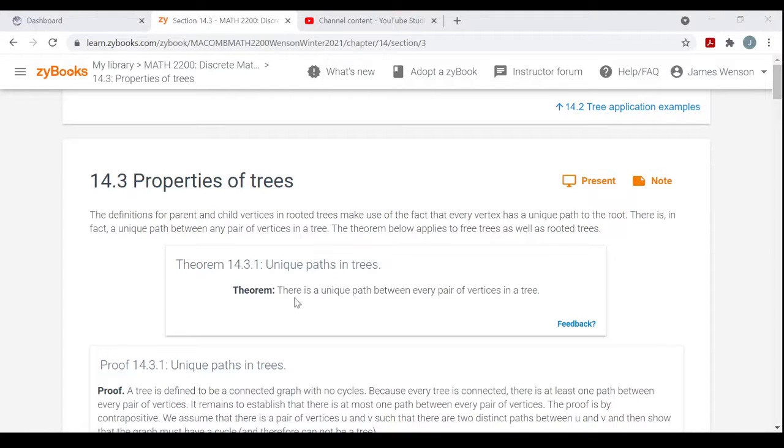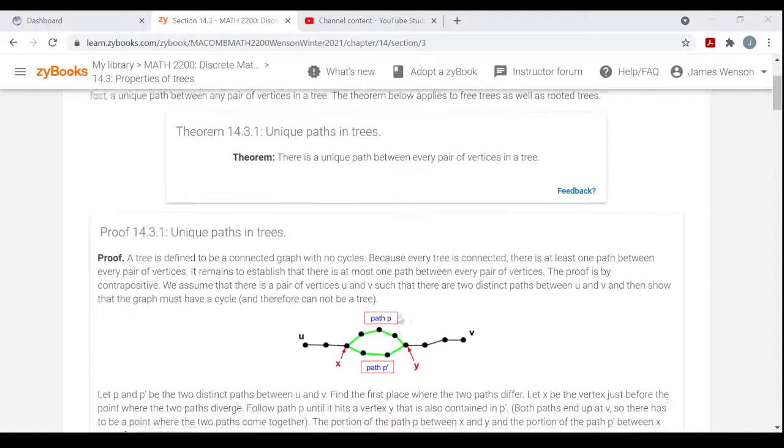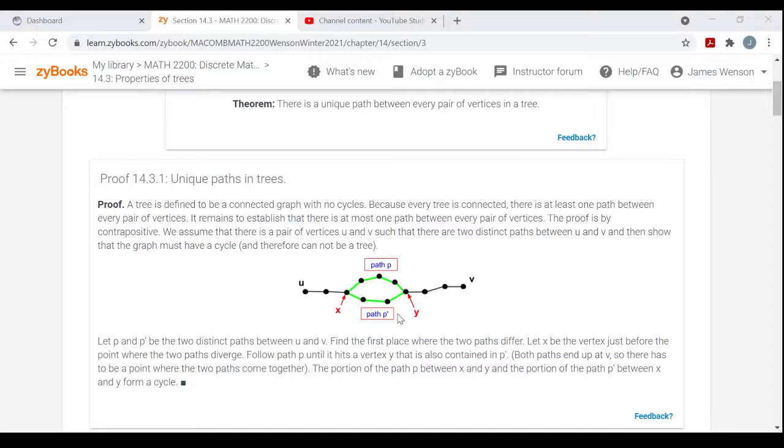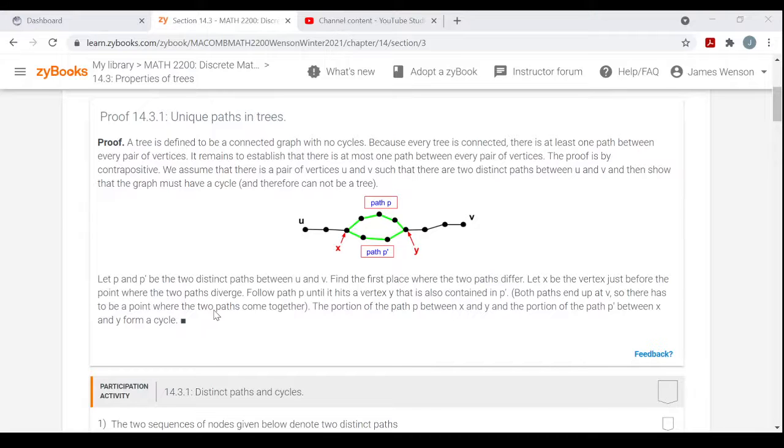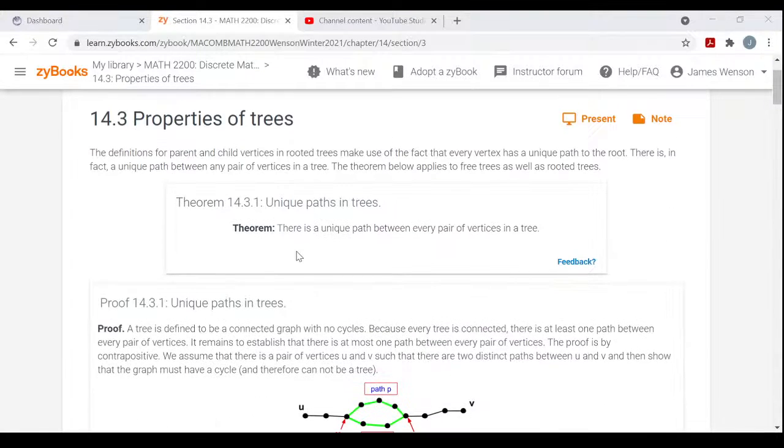So the theorem is that there is a unique path, one and only one path, between every pair of vertices in a tree. And again, I like to let you read through the proofs on your own, and see what you can make of them. Hopefully, you can understand and ponder them, and they make sense to you. So I'll let you read through that proof. But that is true. Take any pair of vertices in a tree, and there's going to be one and only one path between them.